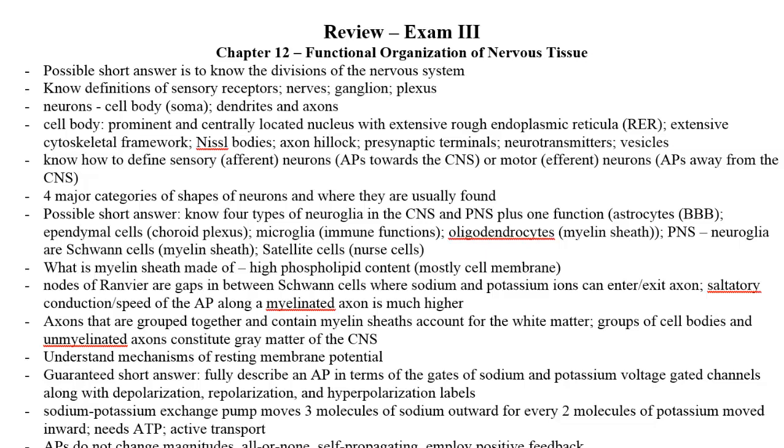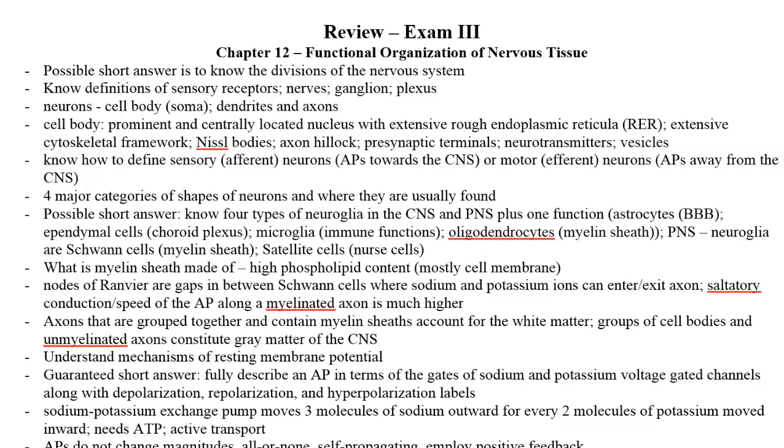This then results in a form of conduction called saltatory conduction that is like jumping conduction. It jumps from node to node, and this greatly speeds up the action potential along a myelinated axon up to the point of about 120 meters per second.